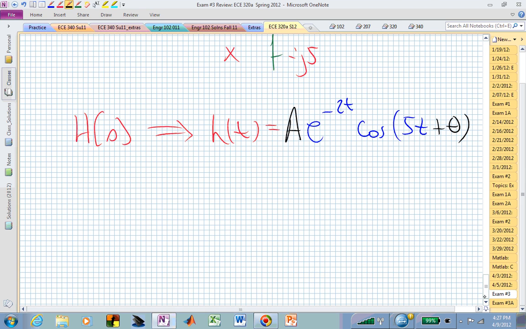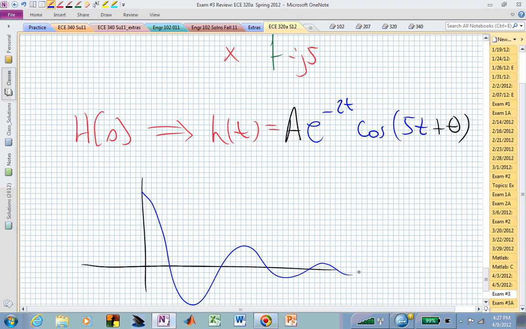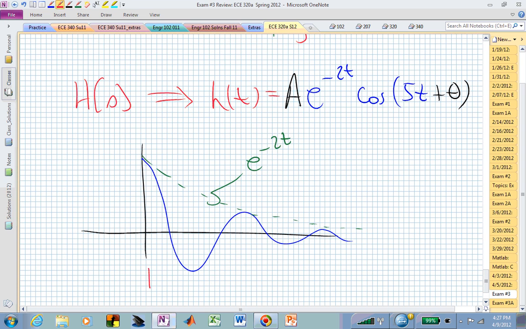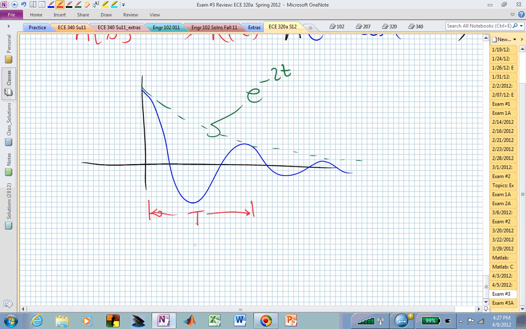This would now look something like that in the time domain. And this envelope is governed by e to the minus 2t, and this frequency is associated with the damped frequency, which was 5, and that's 2 pi f sub d, which is 2 pi over T.